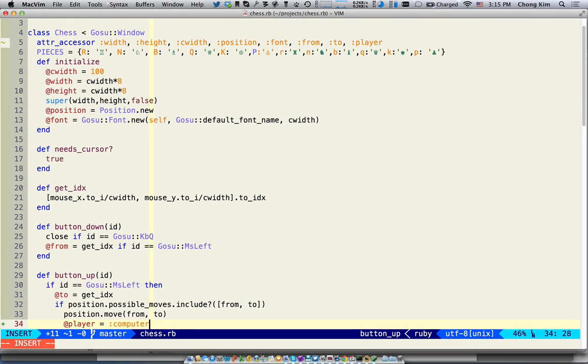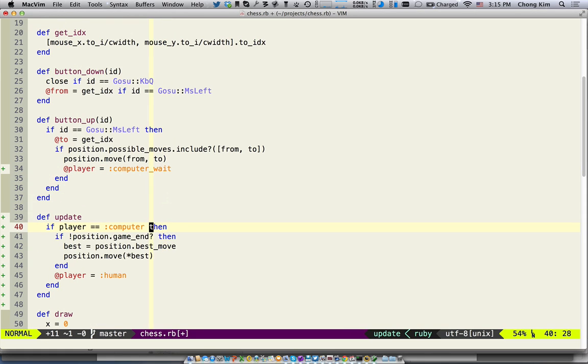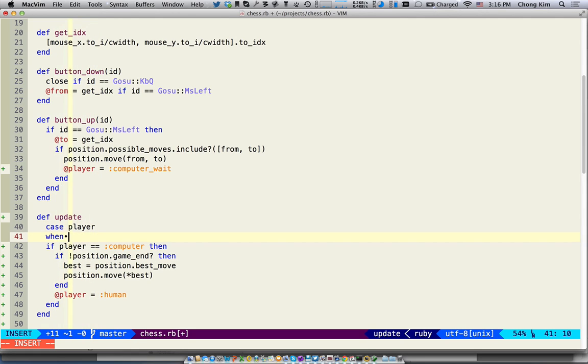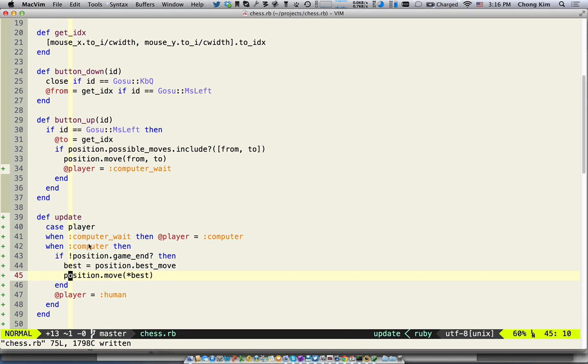Okay, that's the player. So instead of computer, I'm going to say computer wait, and case player when the player is computer wait, then player is going to be computer. So now the next time around, it'll do it, and I'll just change this to a when. Okay, and then when it's a computer, then we actually do it. So let's see if this makes a difference. So now it's going to wait a tick.